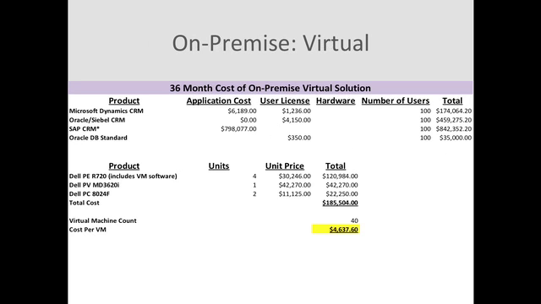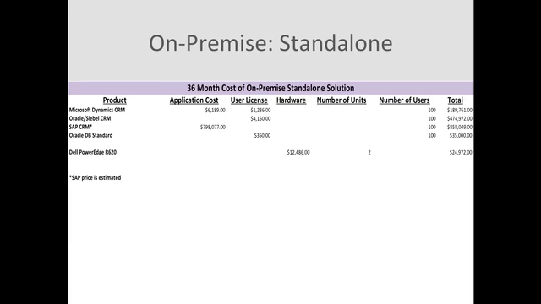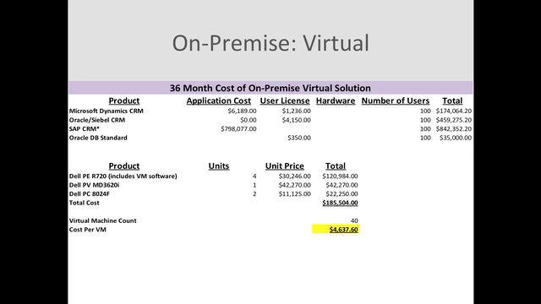Okay, as we move on, we're going to look at our on-premise virtual. And the one thing I want you to notice down here is the cost difference between our virtual machine, which would be cost per server, which is $4,637. If you look at the previous slide, the standalone was $12,486 per server. And you've got $4,637 in the virtual. So you're actually saving almost roughly $8,000 per server by going with the virtual solution.